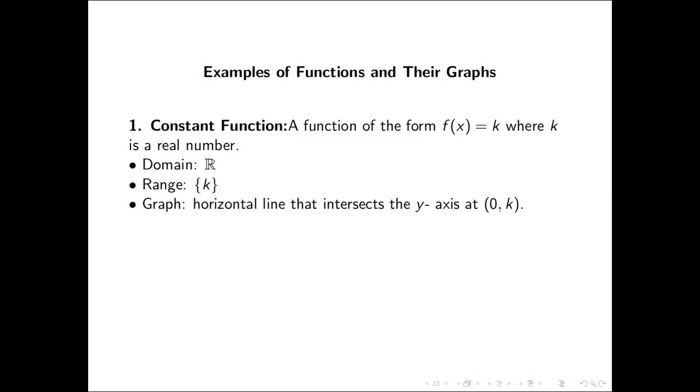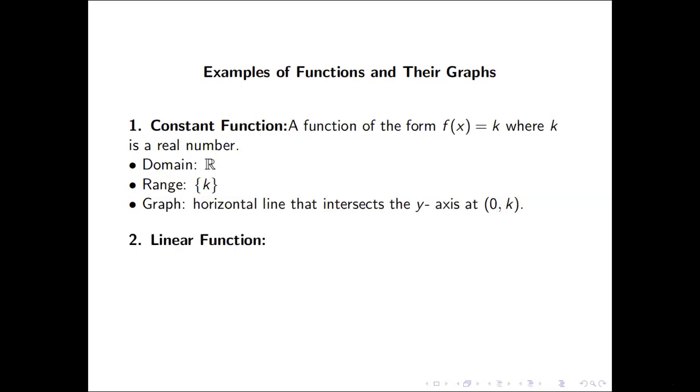If it's a vertical line, it's the x value that will be fixed. If it's a horizontal line, it's the y value that is fixed. And since f of x is equal to k, that horizontal line intersects the y-axis at k. But we won't have really much application on constant functions. However, when we go to piecewise functions, some of the parts there in the domain of a piecewise function may be a constant function, as we shall see later.